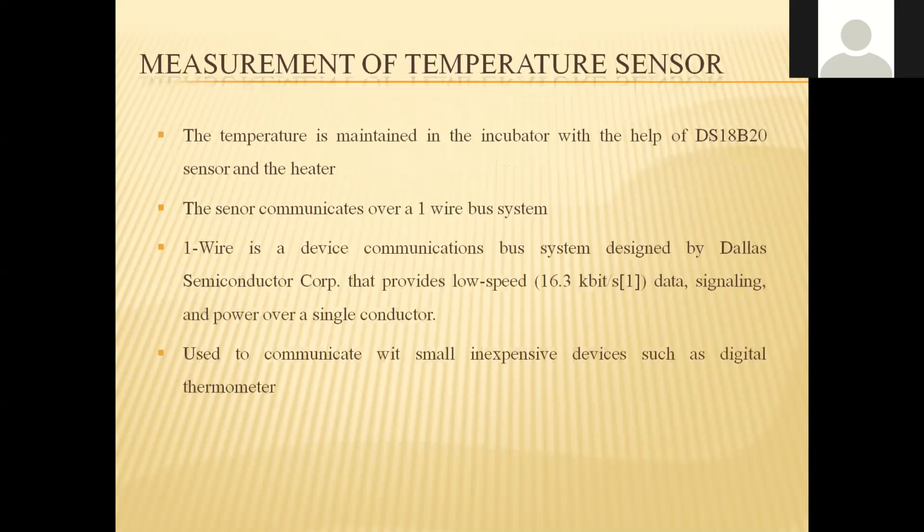For this tissue cultivation, what is the temperature required inside the incubator? 37 degrees Celsius, sir. Okay, so now we are choosing this sensor. It is ranging from minus 55 to 125 degrees Celsius. Plus 125 degrees Celsius.